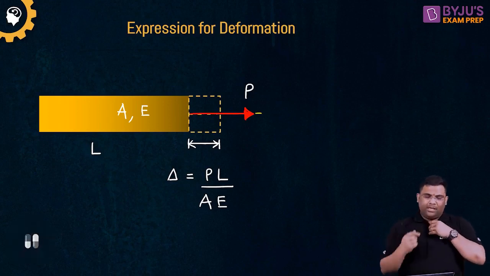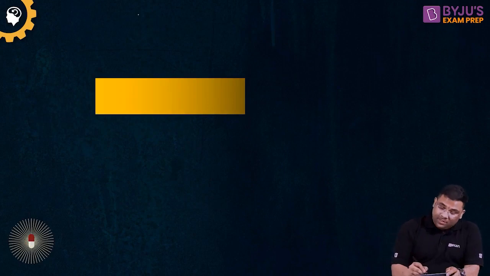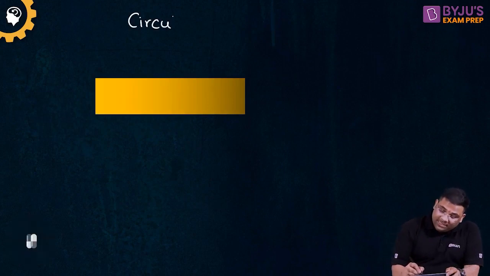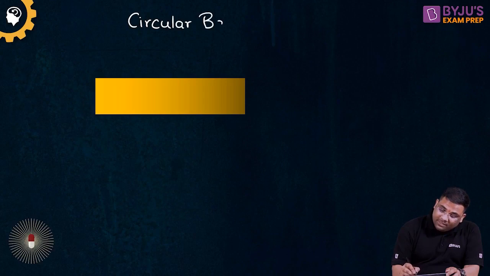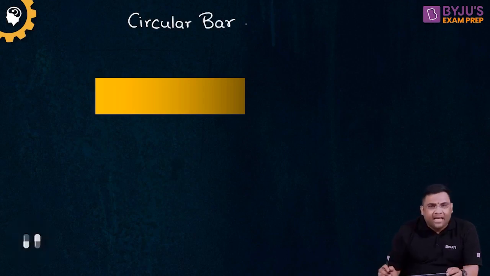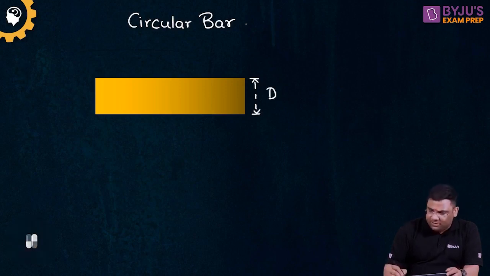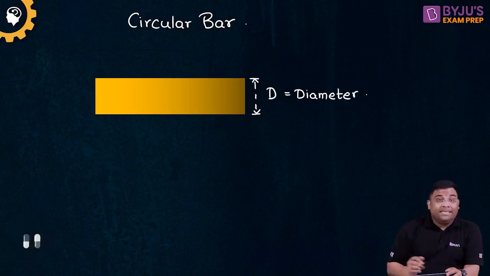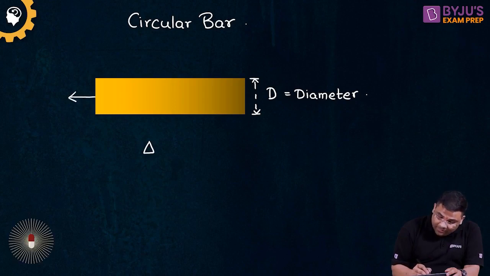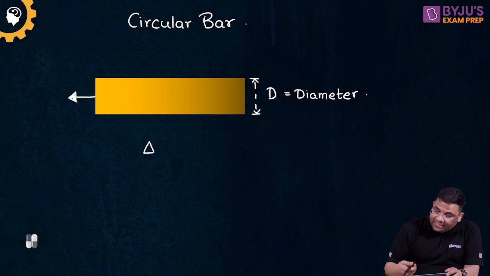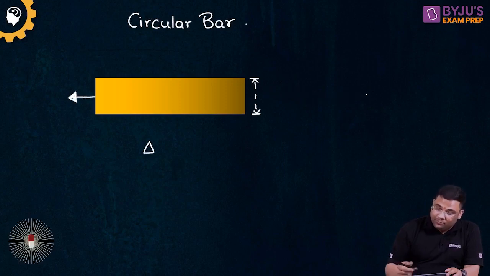Now, if we have a circular bar, what does that mean? That means that the cross-section area is circular. So the lateral dimension will be the diameter, the diameter of the bar. Now, if we see the deformation of such a bar under axial load P, suppose we have axial load P acting on this particular bar.